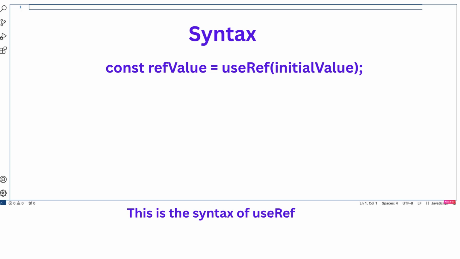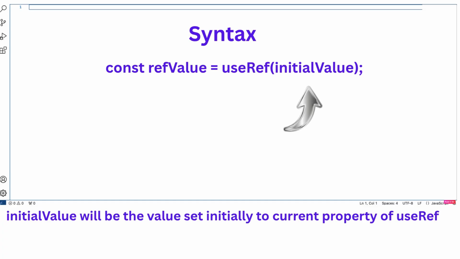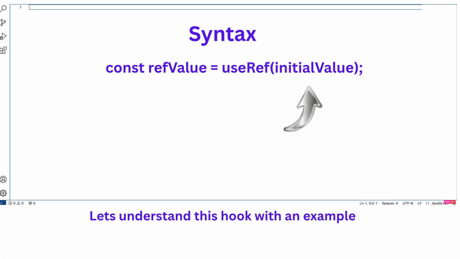This is the syntax of useRef. useRef returns an object which has property current and value. InitialValue will be the value set initially to current property of useRef. Let's understand this hook with an example.